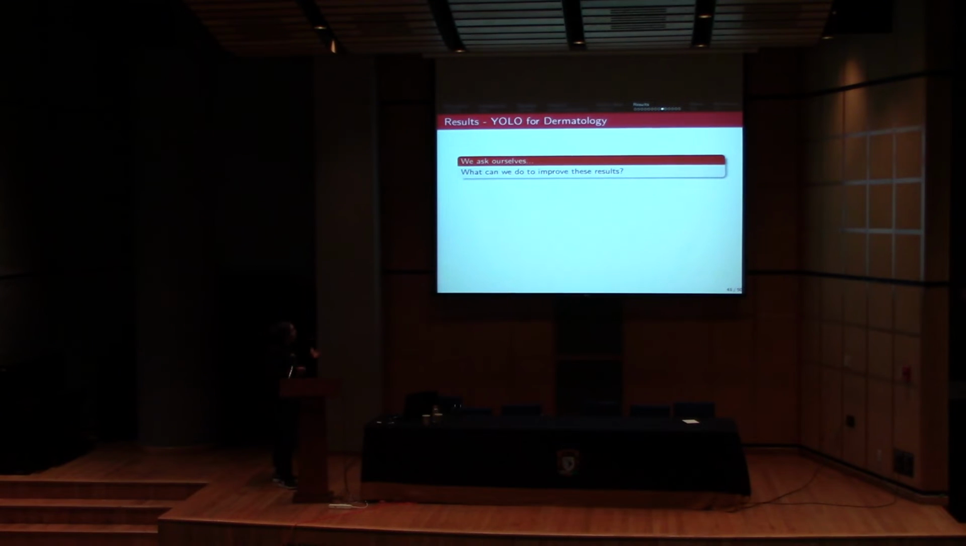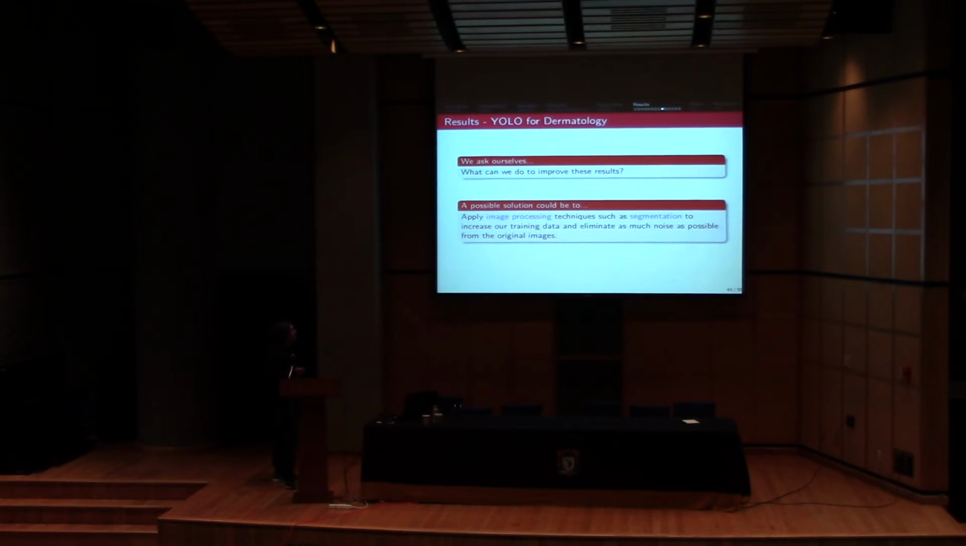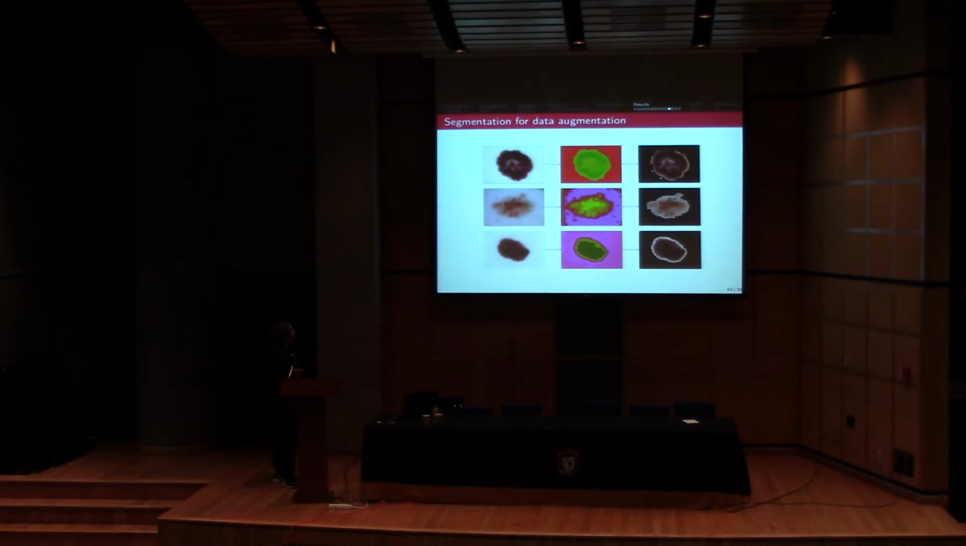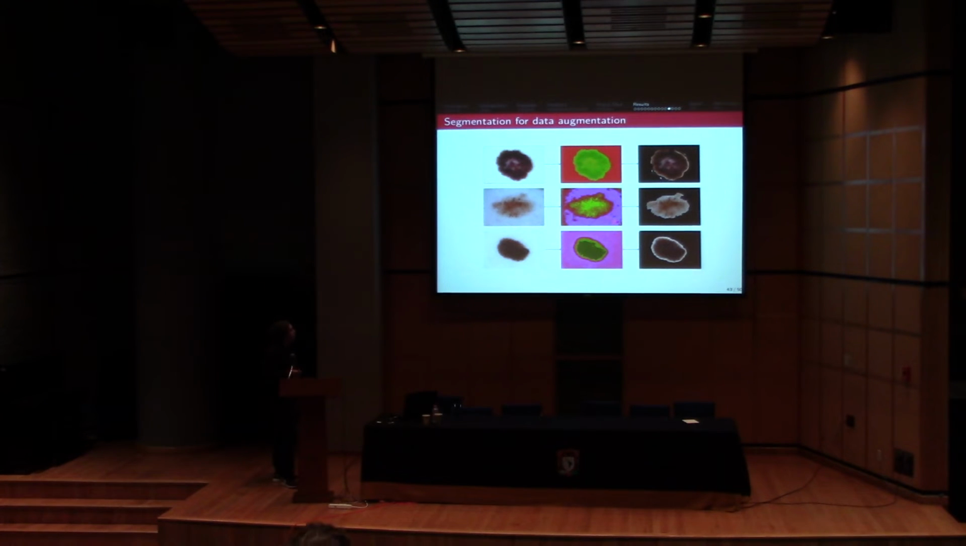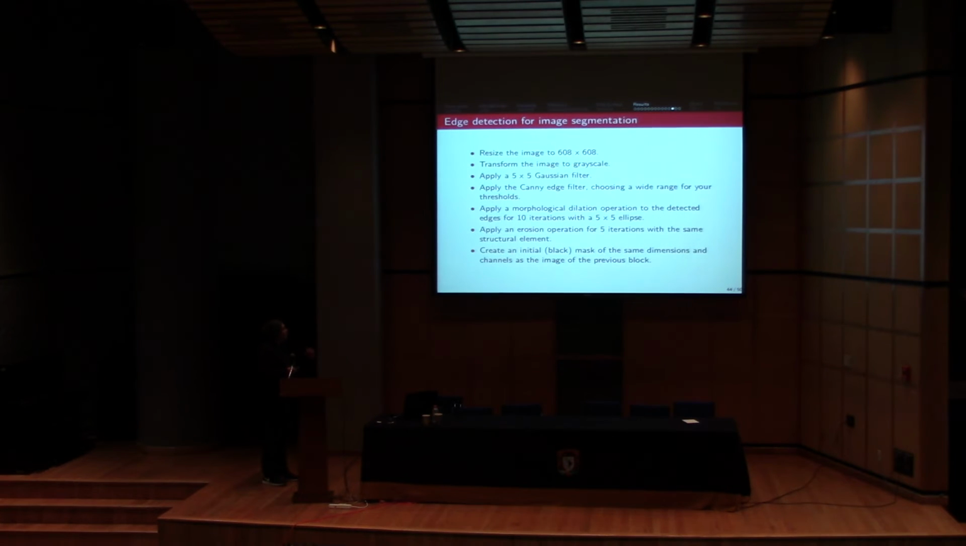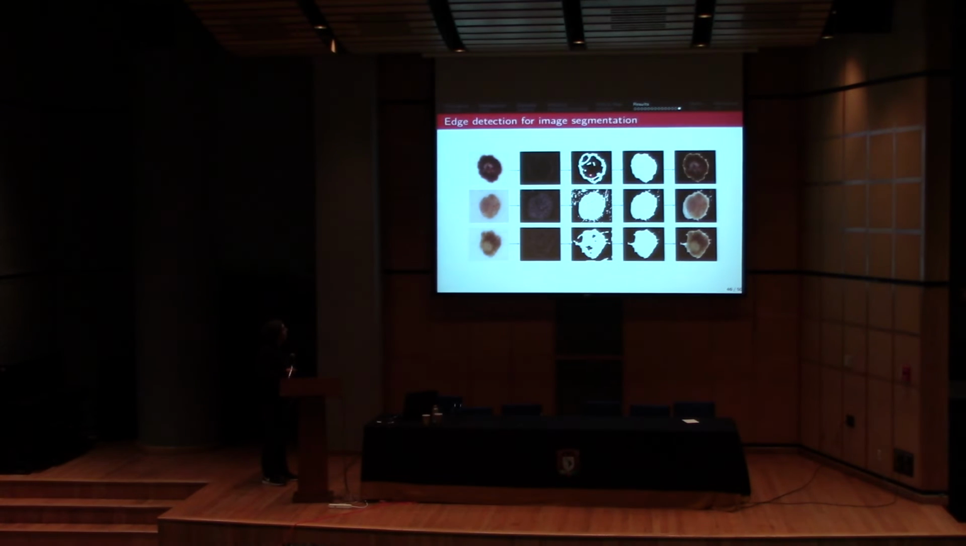So what can we do to improve these results? Well, we decided to use image processing as segmentation, and these are some results. We transfer the image to another color space, and you can see that it has a greenish yellowish tone, which we can use to extract the lesion using algorithms like GrabCut, and these are some examples. However, not all the results are this pretty, so we decided to use another segmentation technique, which is based on edge detection. And these are some results.